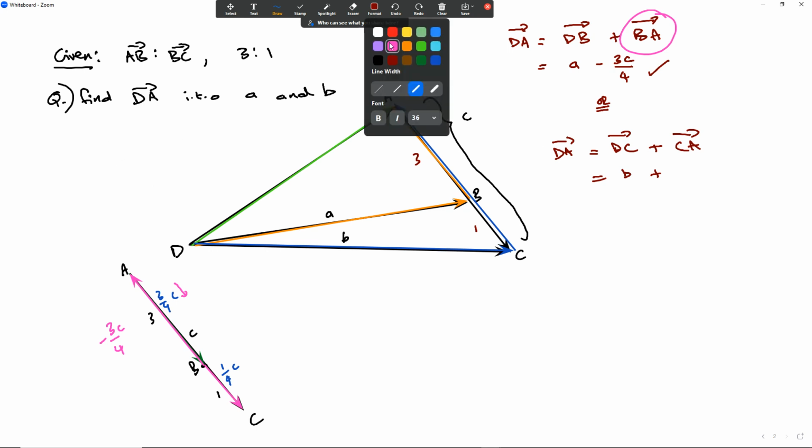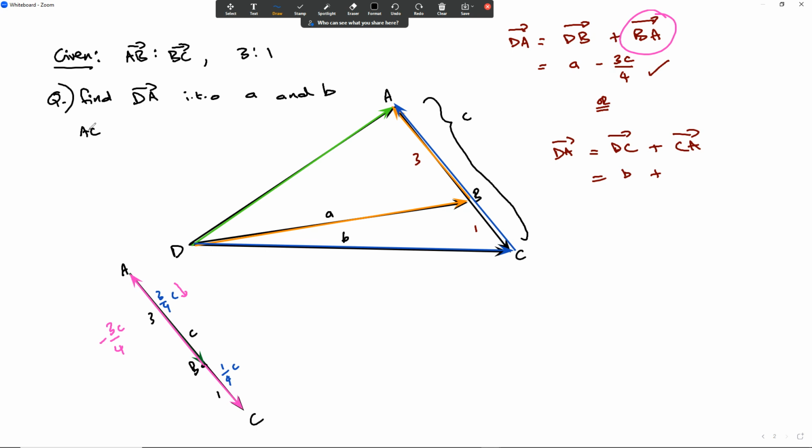So we could easily label these as well on the side here. So we know that AC is equal to C. We know that therefore from that CA is going to be -C. So that's going to be b minus C. All right. There we found vector dA over here. Okay. We answered the question. We found vector dA in terms of a and b. Well, we actually found it in terms of a and C, or b and C. But they actually equal to each other. All right, that means I could equate them. So a minus 3C/4 will equal b minus C.